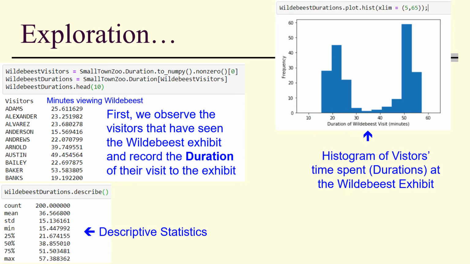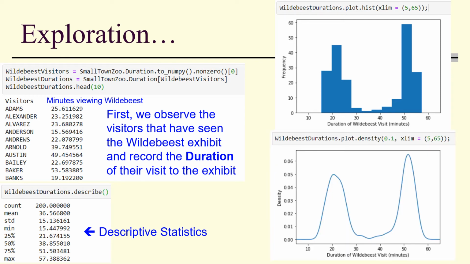Here's a histogram. And notice that some people really like the wildebeest and they're there a long, long time. And some people just kind of breeze by and then they're gone, less than 30 minutes at most at the wildebeest. Here's what it looks like as a density plot instead of a histogram. Some spend a lot of time with the wildebeest and some very little.